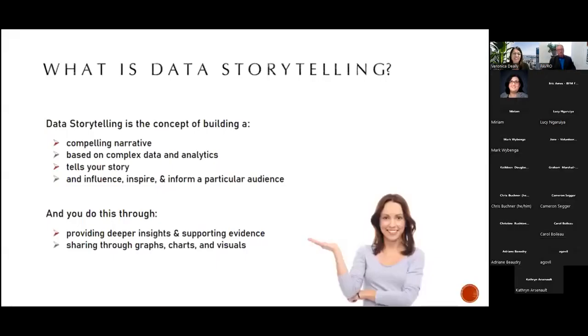Data storytelling is literally the concept of building a story. So a story has a compelling narrative. It's based on complex data and analytics, at least the data part of it. It tells your story, and hopefully what you want to do with your story is influence, inspire, and inform a particular audience. And the way that you do this is by providing insights into the evidence that you've collected, so the data and analytics that you've collected, and you share this through graphs, charts, and visuals.